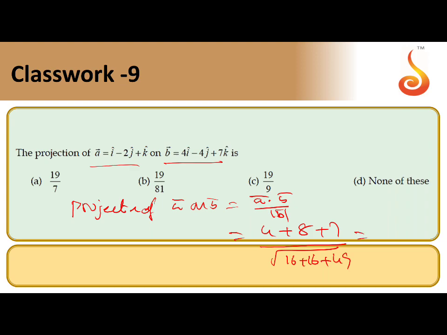So the answer will be what here? 4 minus 8 plus 7 is 19, by root 81. So root 81 is 9. 19 by 9 is the answer. Which option? Option C is matching.